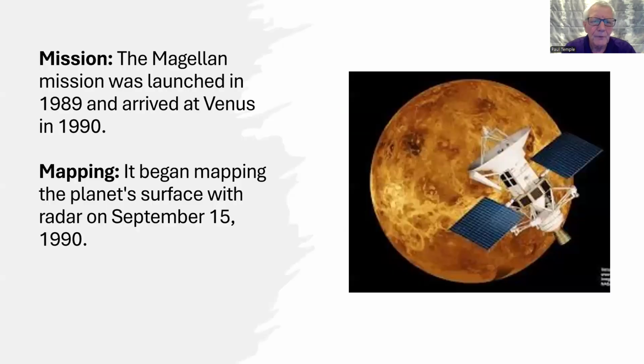So the US put out a spacecraft called the Magellan, launched in 1989, arrived at Venus in 1990. I remember when that happened, it was a really big deal. I had little kids at home, and so it was kind of hard to follow. I was pretty busy back in those days, but I still followed it with some interest. And it began mapping the planet's surface with radar on September 15th, 1990.